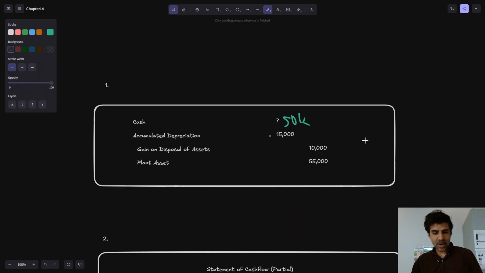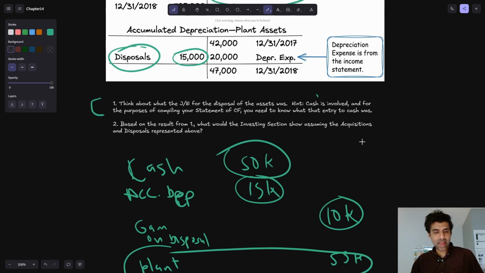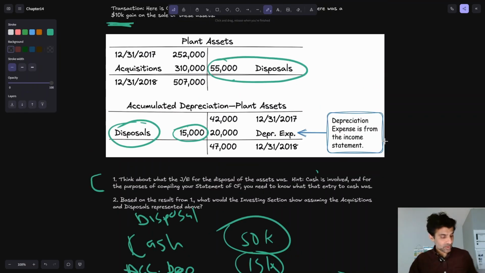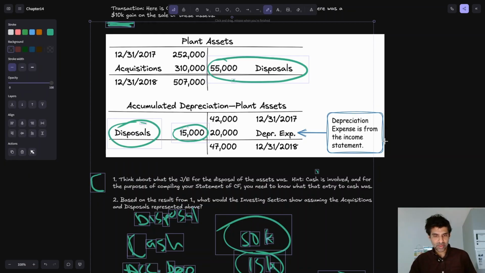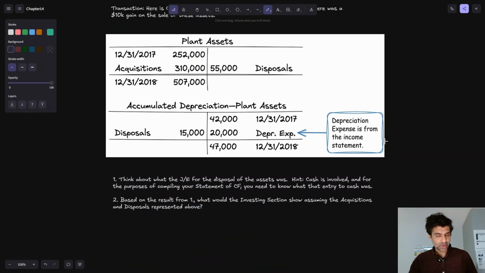That's great. Okay, so now that we have this cash from the disposal, what is our investing section going to look like? What are the components? We have acquisitions and we have disposals. So what are we going to put? So we have cash flow coming in. It was a debit to cash from disposal of assets, 50,000.